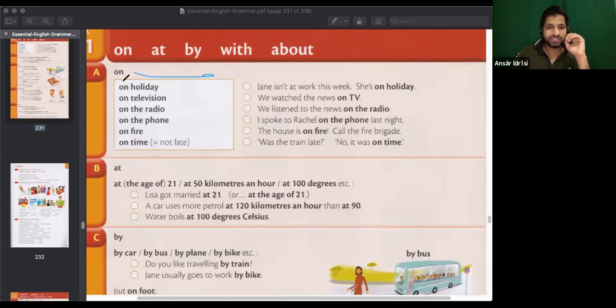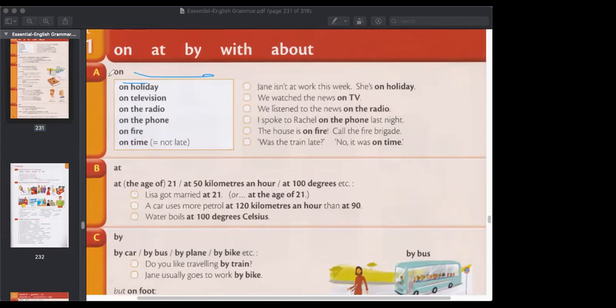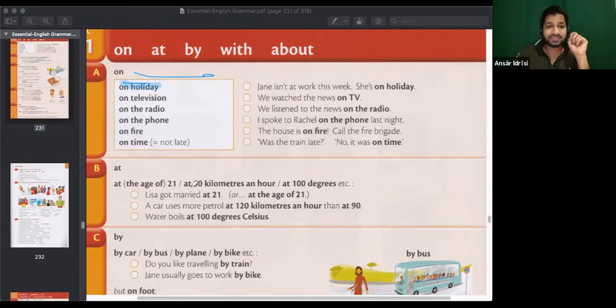For example, on holiday. Is holiday a place? No. Holiday is not a place. So generally we are using on for activities. For example, Jane isn't at work. She's on holiday. So she's on holiday means she is on leave, and holiday is an activity.